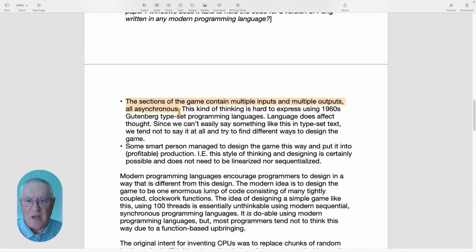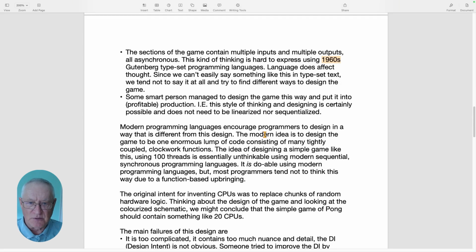The sections of the game contain multiple inputs and multiple outputs. All of them are asynchronous. This is hard to say in 1960s programming technology based on Gutenberg typesetting programming languages. This style of thinking and designing is certainly possible. Somebody did it and put it into profitable production. This person didn't need a programming language to think this through.